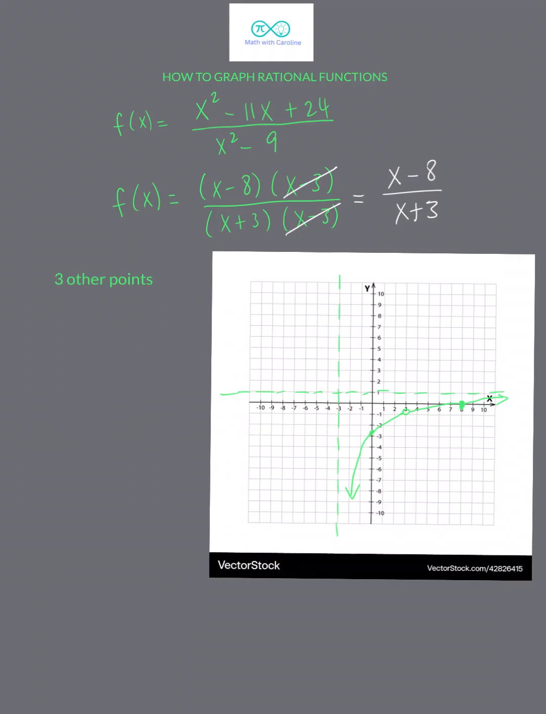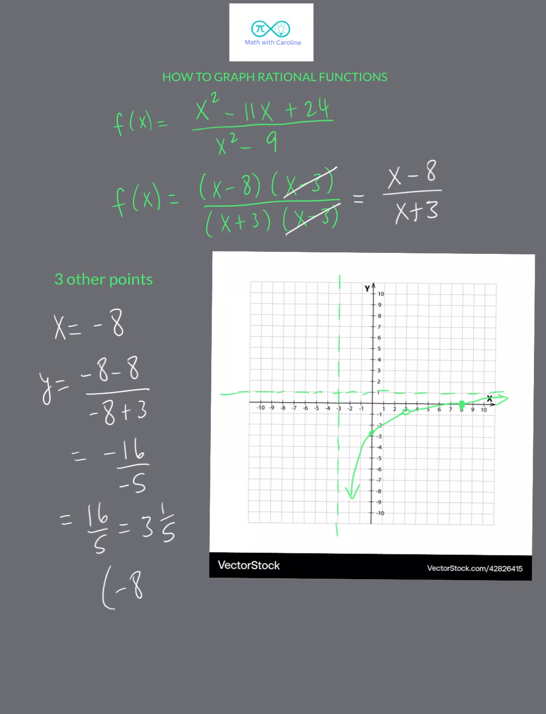And we could plug in -6 or -7, -8, -9, -10. It doesn't really matter. I'm just going to skip over to -8. So that would be y equals -8 minus 8 over -8 plus 3. So that's -16 over -5. That's 16 over 5. That would be 3 1/5. So we also have the point -8, 3 1/5.